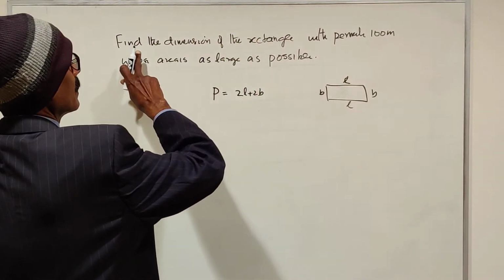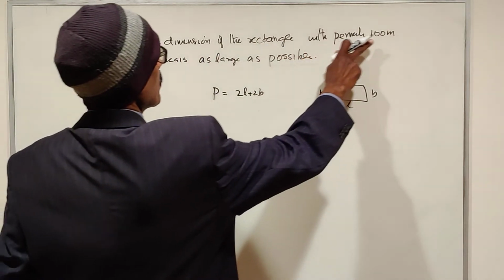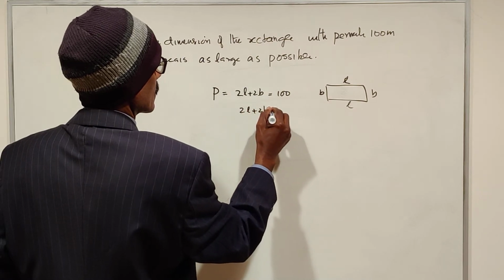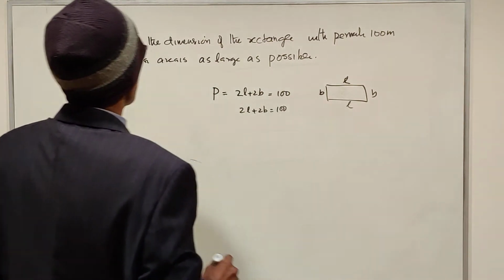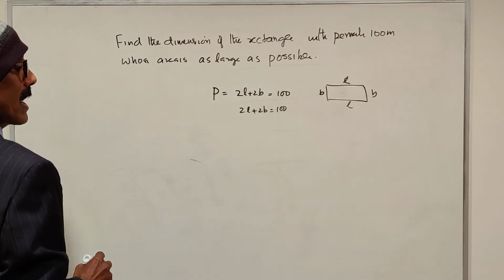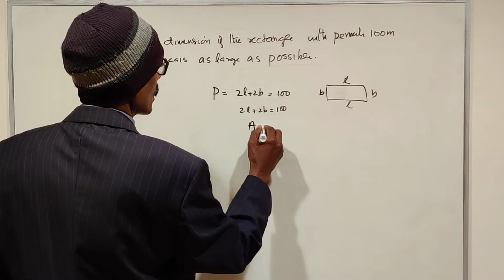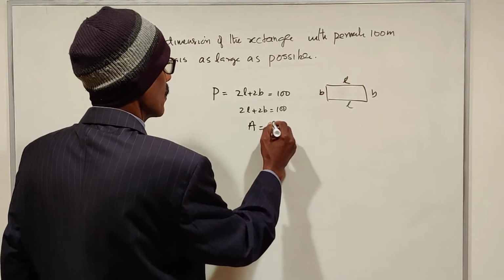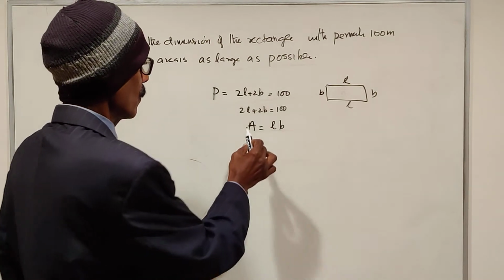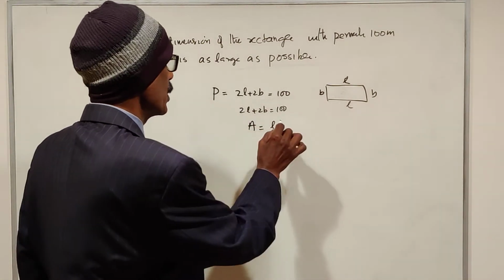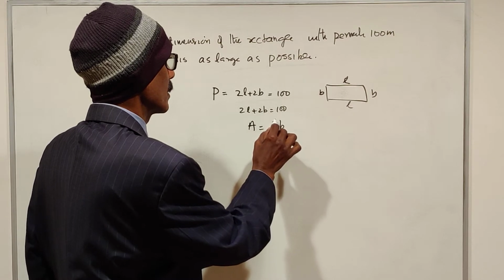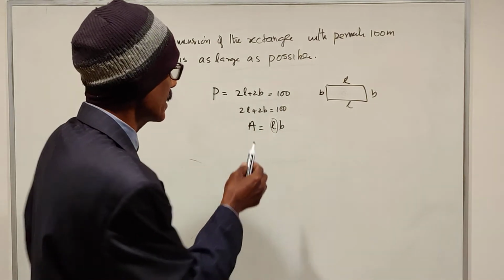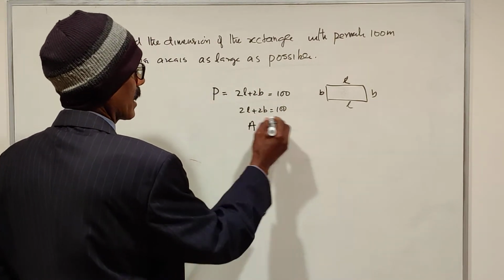Perimeter is given. With perimeter 100 meters, 2L plus 2B equals 100. That is given. Whose area is as large as possible. Area is equal to what? Length into breadth. Area is length into breadth, LB. So how many variables are here? 1, 2, 3. So we need to substitute L, or we need to substitute B. L or B, whatever you like, you can.